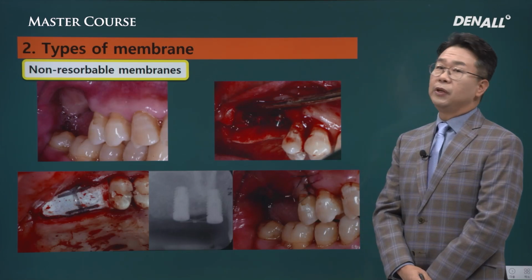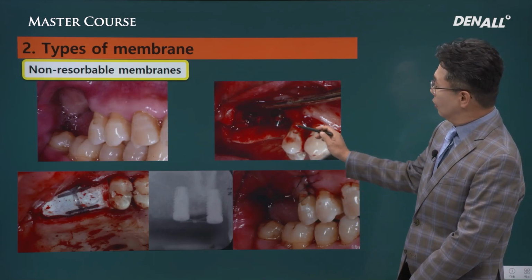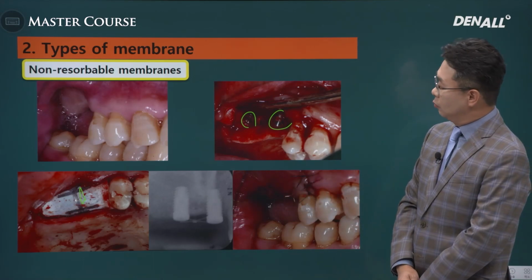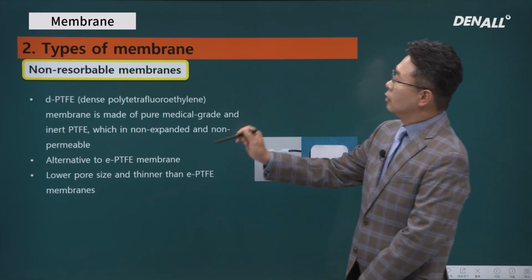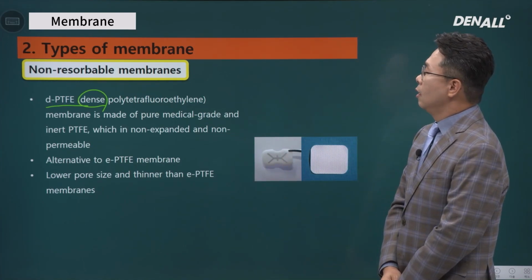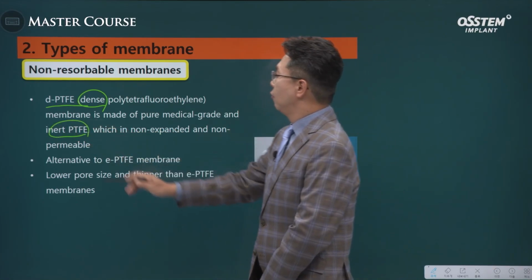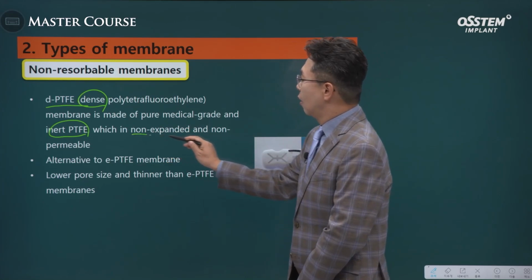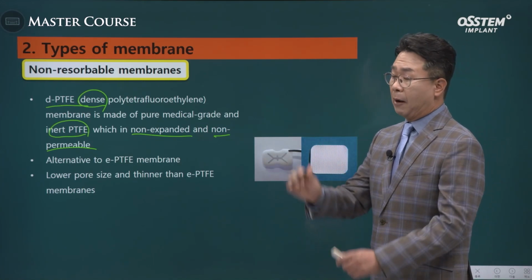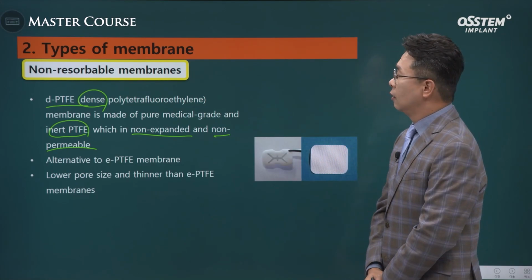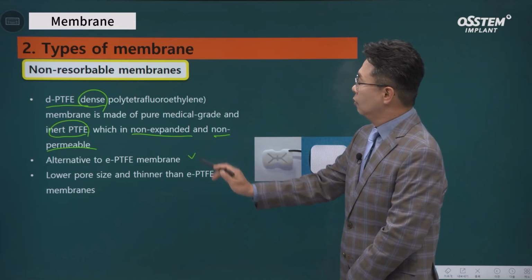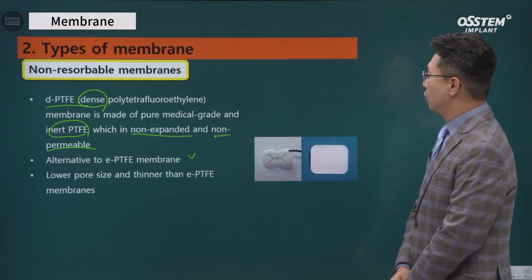DPTFE was introduced to replace EPTFE. If there is a vertical bone defect, in the past, people used EPTFE membrane to do vertical reinforcement, but now DPTFE membrane is used. This is a dense polytetrafluoroethylene membrane. This is an inert PTFE membrane which is non-expandable and non-permeable. I've talked about how membrane should be semi-permeable. But this membrane is not permeable whatsoever. This is both advantage and disadvantage. This can be used as a replacement for EPTFE membrane.